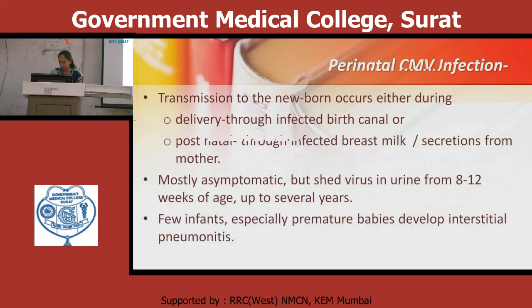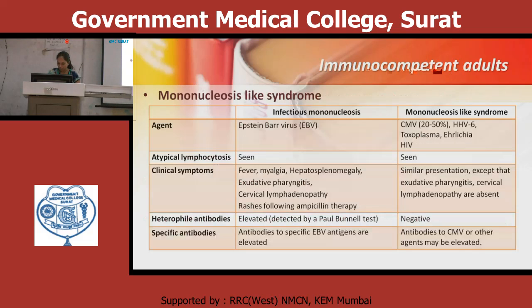Perinatal CMV infection. Transmission to the newborn occurs either during delivery through the infected birth canal or postnatally through infected breast milk secretion from the mother. Mostly asymptomatic, but virus is shed in urine from 8 to 12 weeks of age up to several years. Few infants, especially premature babies, develop interstitial pneumonia. Immunocompetent adults.